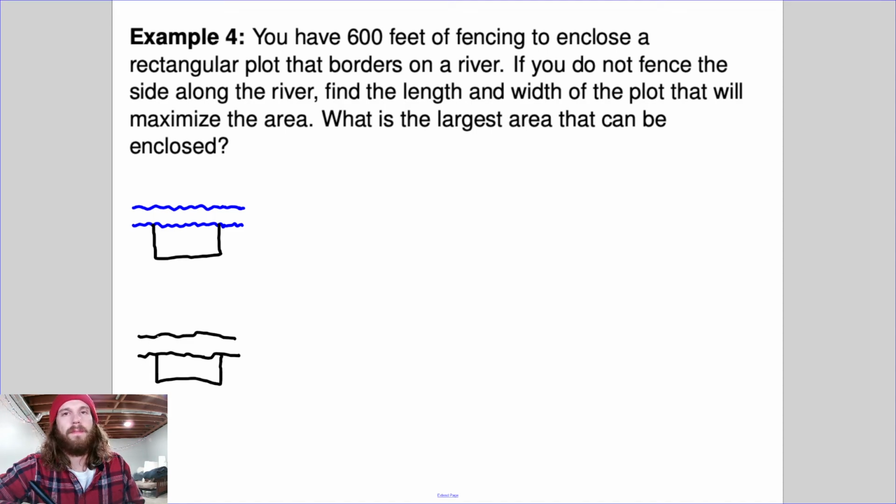Okay. Now, there's a lot of things that you could do that would be kind of crazy. Like you could make this section 1 foot long, this section 1 foot long, and that would mean since you had 600 feet of fencing, this would be 598 feet long. This would give you an area of 598 feet squared, and that's not very big, right? It's just going to be this really long rectangle. You're not going to be able to fit a bunch of potatoes and carrots and all the stuff that you want to grow in there.